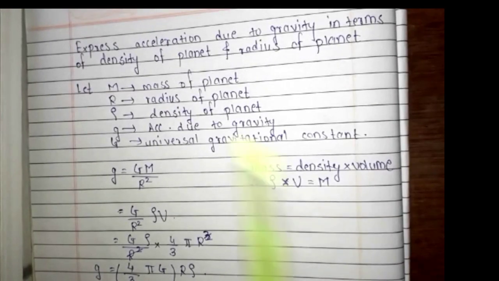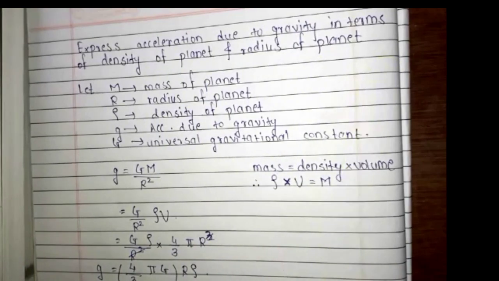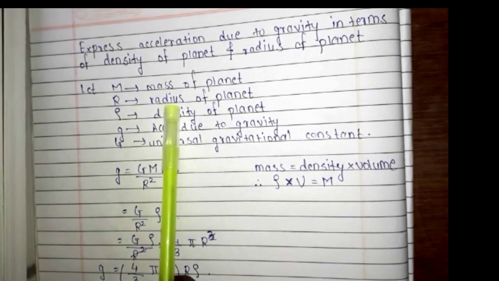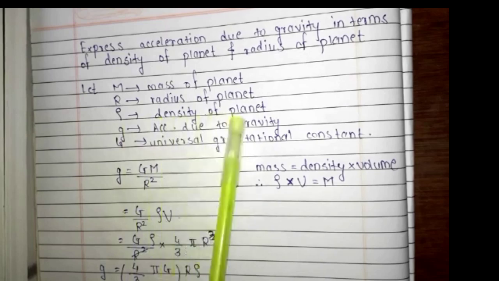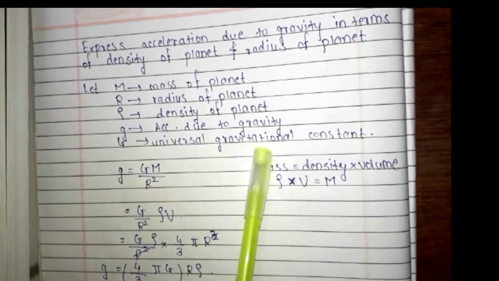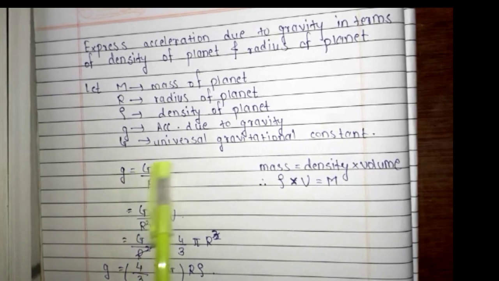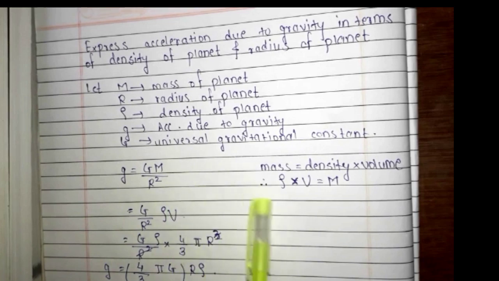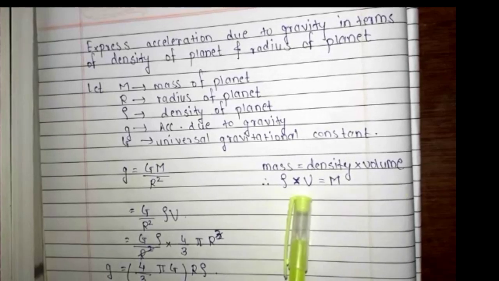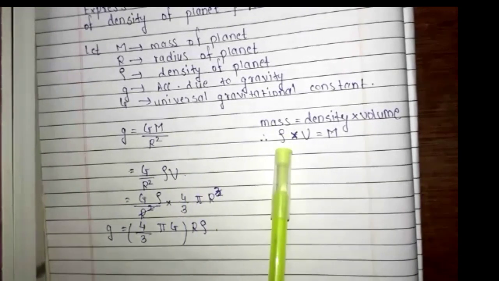We must express the acceleration due to gravity in terms of density of the planet and radius of the planet. So here let capital M be the mass of the planet, capital R be the radius of the planet, rho is the density of the planet, small g is acceleration due to gravity, and capital G is the universal gravitational constant. Now we have the formula that small g is equal to capital G capital M upon capital R square, and as we know that mass is equal to density into volume, so mass is equal to rho into capital V. So we replace mass as rho into capital V.